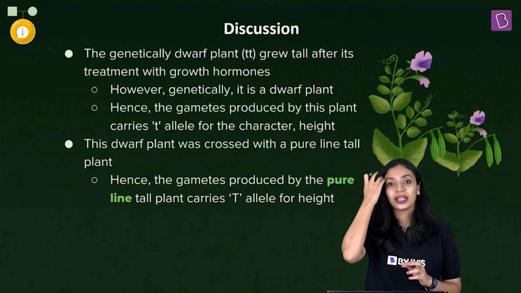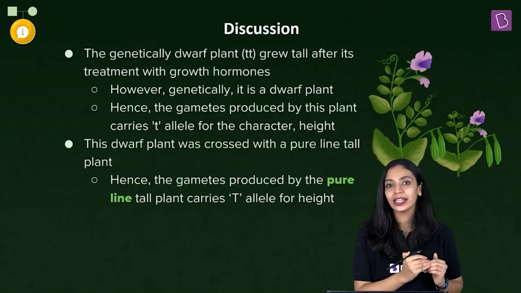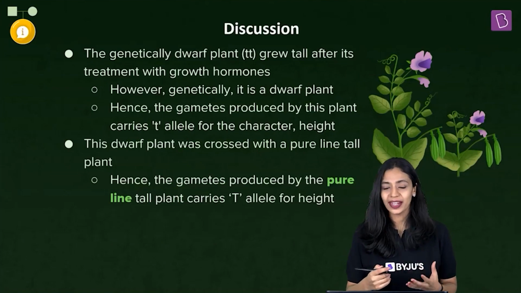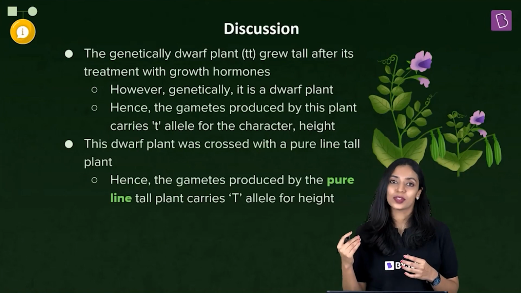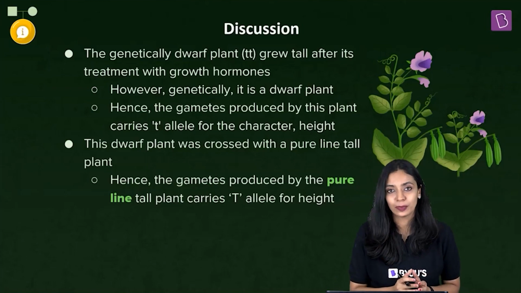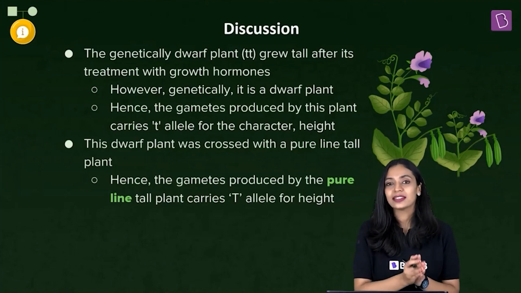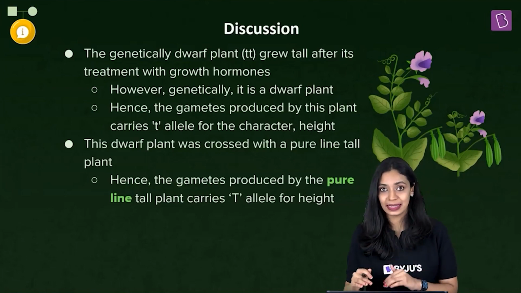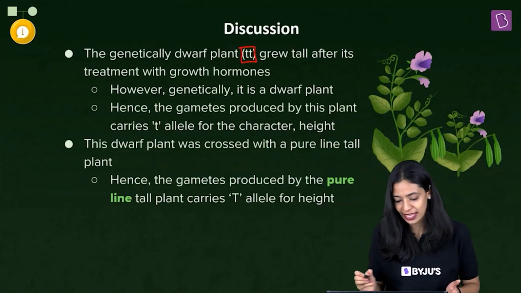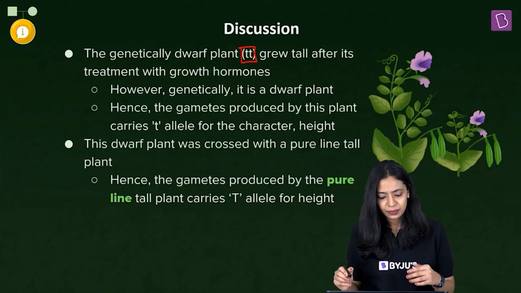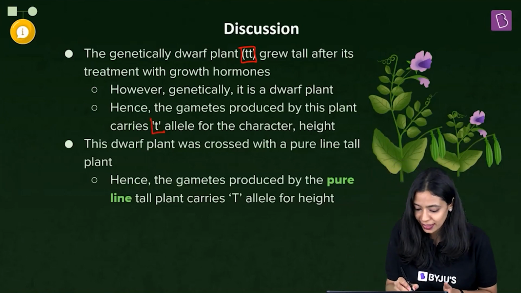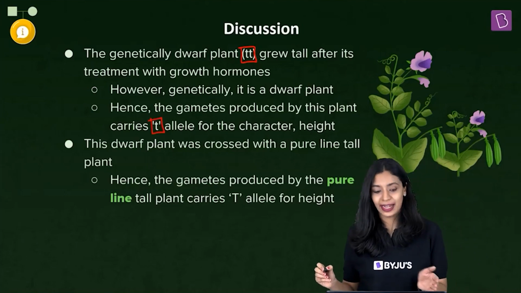Now in the question, it is given that it is a genetically dwarf plant that could grow after the application of plant growth hormones, right? Just because it grew tall because of application of hormones, it does not change the genotype of the plant. It will still carry alleles that are responsible for dwarfness in the plant, okay? So the genetically dwarf plant will still have small t as the alleles, and the gametes that are formed by this plant will also carry the small t allele for the character height.